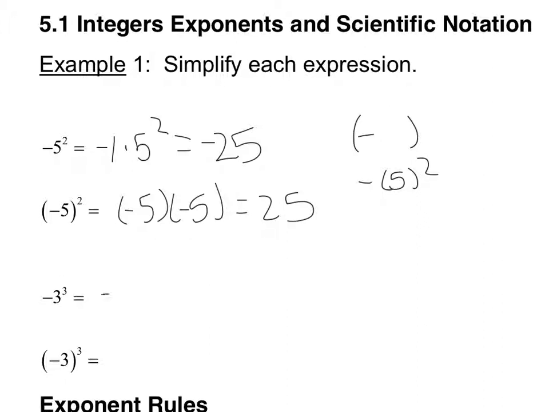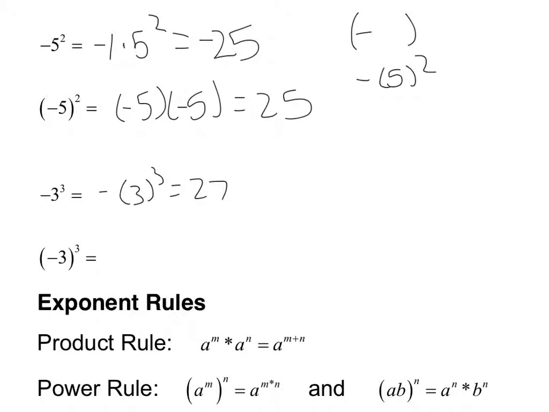So this would be -3 to the third, which is -27. The next one, you'd still enter the exact same way, but it's still going to be -27 because it's -3 times -3 times -3. Okay?